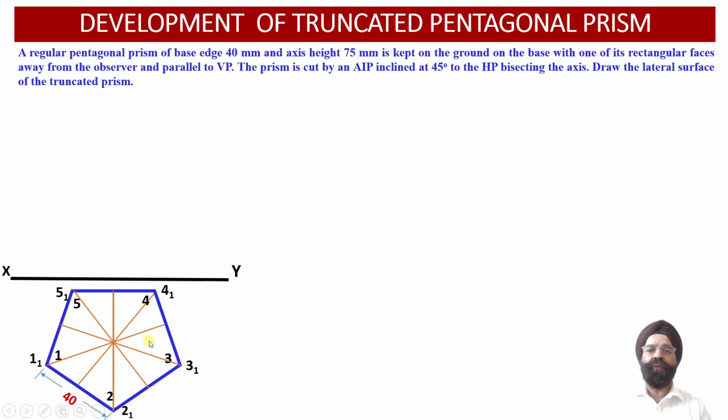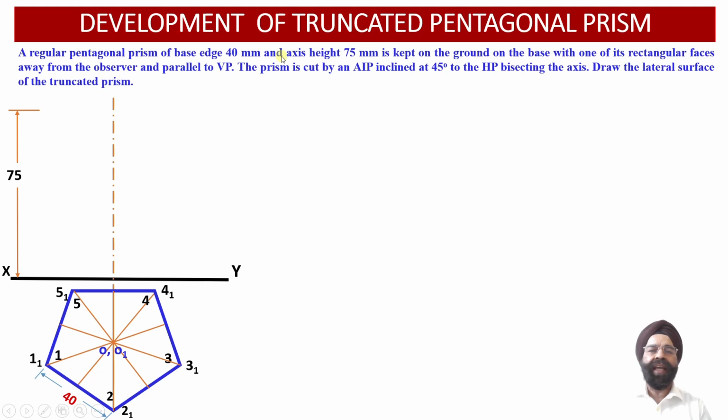Wherever these 5 perpendicular bisectors from the 5 corner points of the base intersect each other, we obtain the axis points O and O1. Point O is the axis point corresponding to the top face of the pentagonal prism, whereas O1 represents the axis point corresponding to the base of the pentagonal prism. So once we have obtained the top view projections of the pentagonal prism, let us proceed to evaluate the front view elevation projections corresponding to this pentagonal prism.